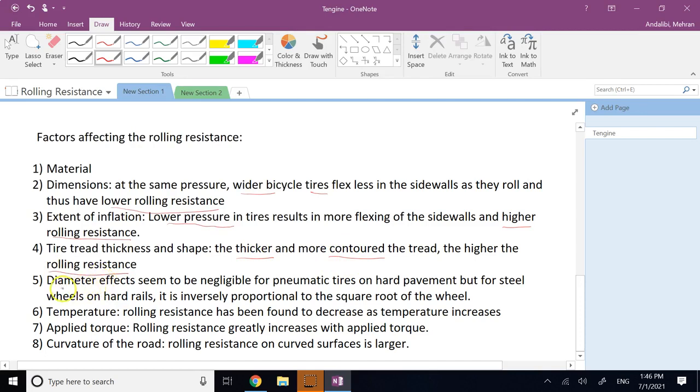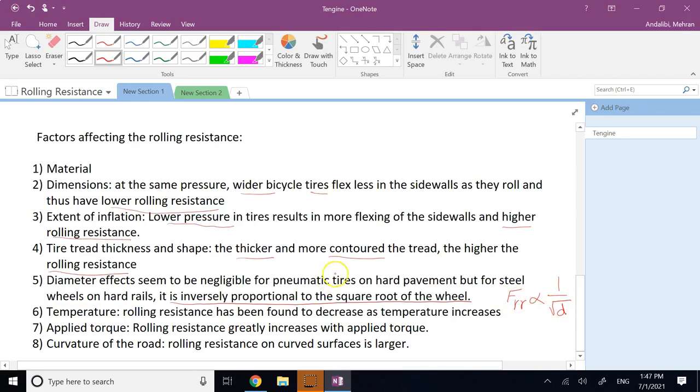Diameter. For pneumatic tires, the diameter effect is small. Not that it's zero, but it's not as much as when you have a steel wheel on hard rails. For a steel wheel on hard rails, you can show that it's inversely proportional to the square root of the wheel diameter. So FRR is proportional to 1 over square root of D, where D is the diameter of the wheel. So the bigger the wheel, the smaller the rolling resistance is going to be. Like if you make the wheels 4 times bigger, you are going to have 2 times smaller rolling resistance.